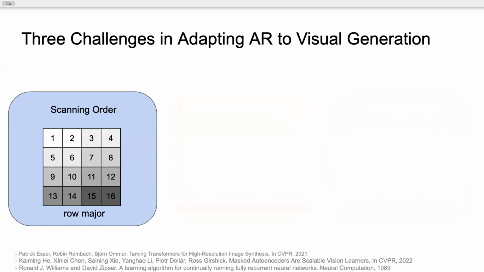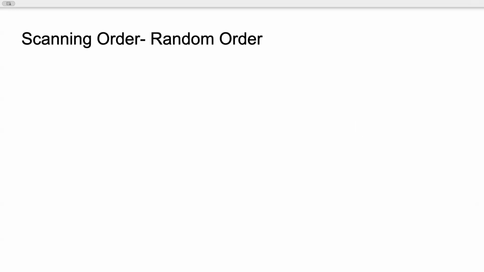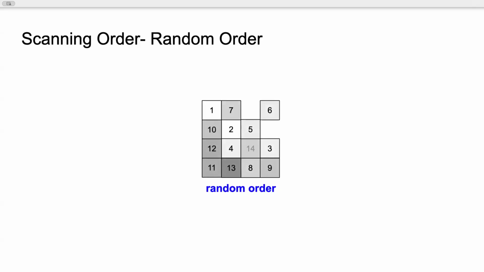Let's talk about scanning order. Previous work has explored a lot of scanning orders. Which one is better? We don't know. So we propose random order. We randomly permute it.